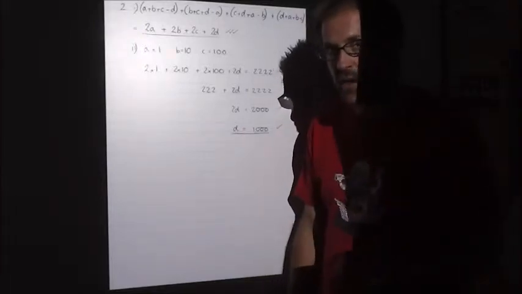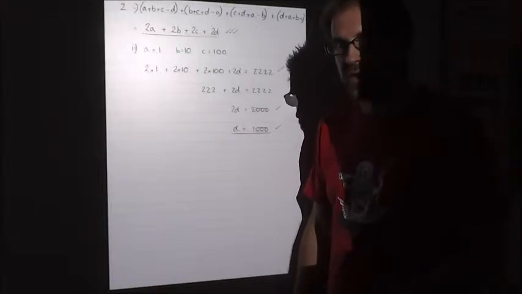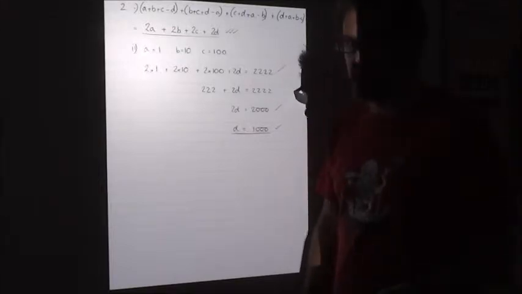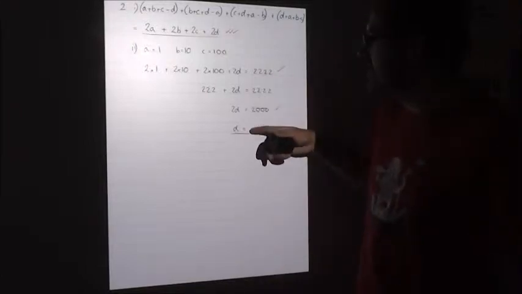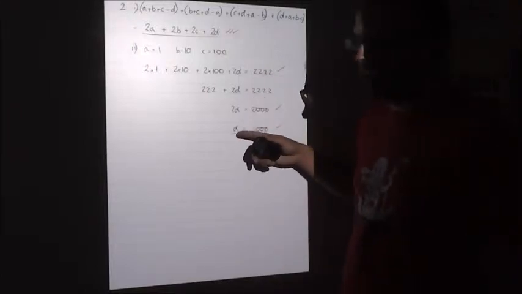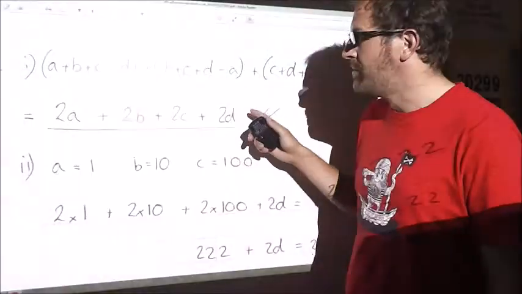You need to show your working out for that one. You cannot just go straight to the answer that d is 1000. So make sure you show full working out. Also notice my equal signs go down the page. I haven't used more than one equal sign per line.